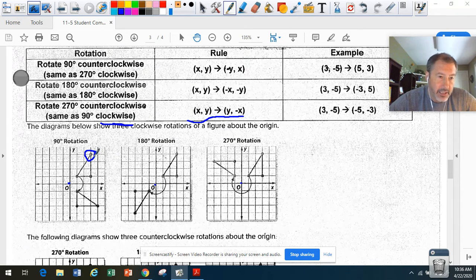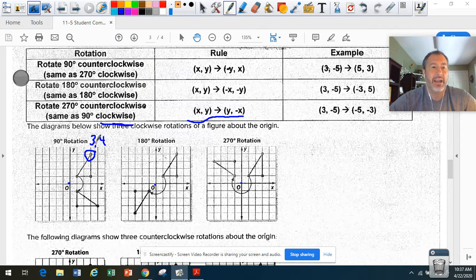This point is located at 1, 2, 3, comma, 1, 2, 3, 4. So it's at 3, comma, 4. If it's a 90-degree rotation, think about it, it says flip X and Y and then do the opposite of X. So that's this point here. We had 3, comma, 4.